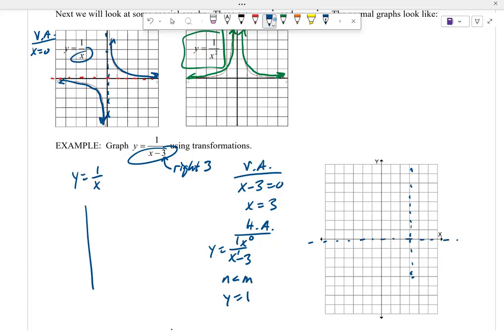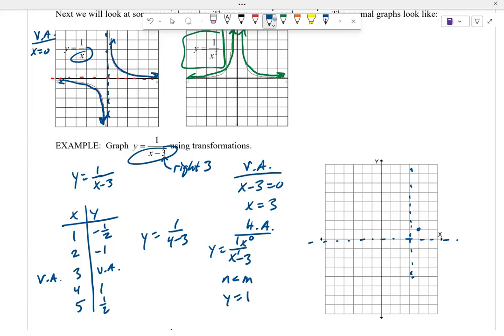And I would just graph a bunch of points if I was graphing y equals 1 over x minus 3. You can't graph it at 3 because that's your vertical asymptote, but you can throw on some points around it. If you plug in 4, y equals 1 over 4 minus 3, 1 over 1. That'd be negative 1, 1 half, negative a half, and so on. It's going to look like that function just moved right 3.